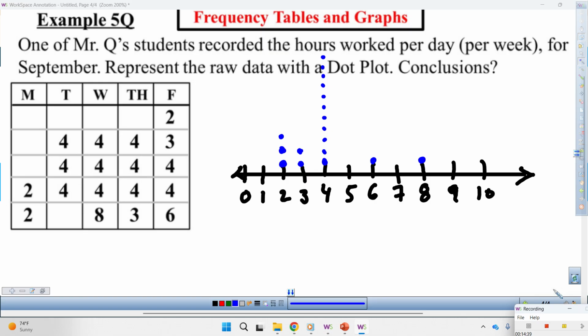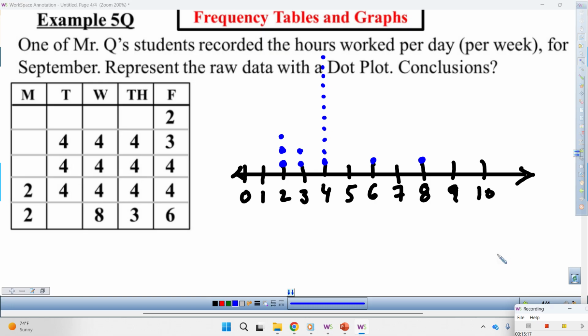Once again, the context for this problem, it says, one of Mr. Q's students recorded the hours worked per day per week for September. Represent the raw data with a dot plot and write your conclusion. So, show your neighbor your graph and tell them the conclusion. What do you conclude from that data? Most people, it's only one person. One person.